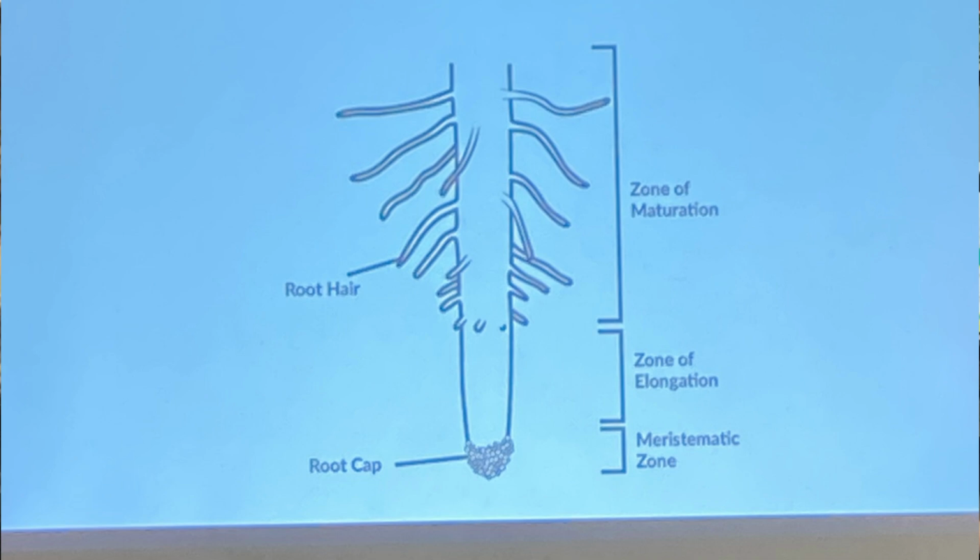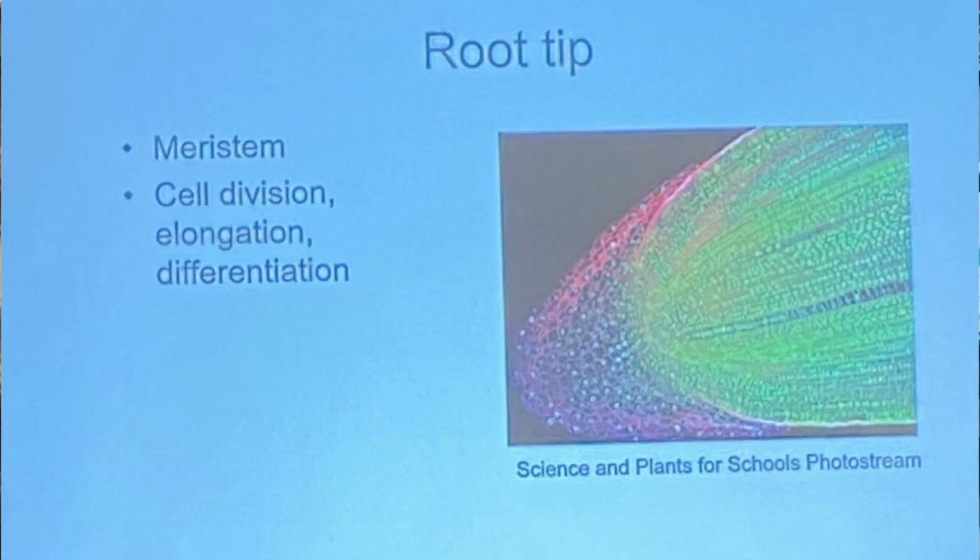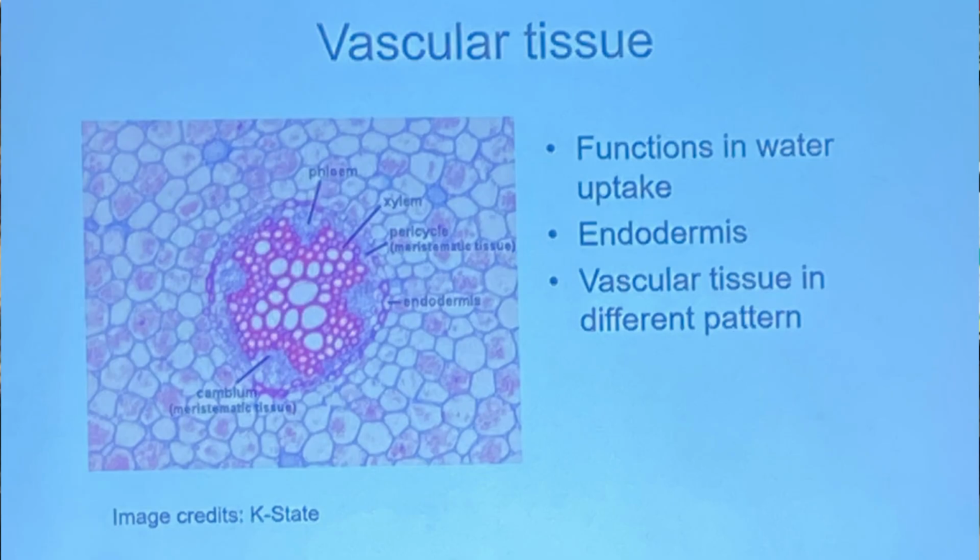You have your zone of maturity, zone of elongation, meristematic zone, root cap, and then your root hairs. That's part of a root. The root tip is the meristem: cell division, elongation, and differentiation. Vascular tissue functions in water uptake, and the endodermis has vascular tissue in a different pattern.